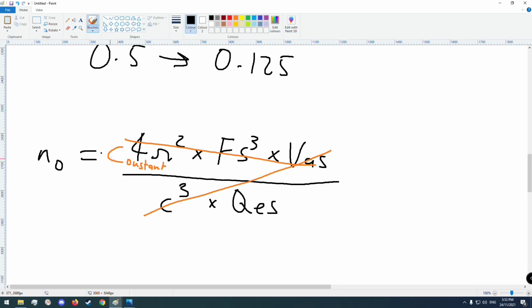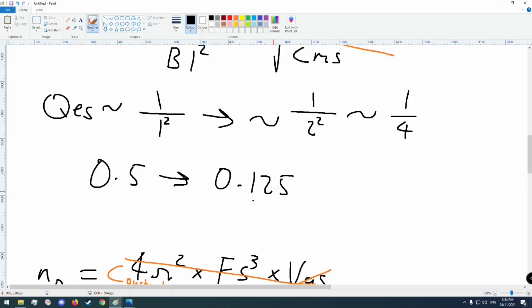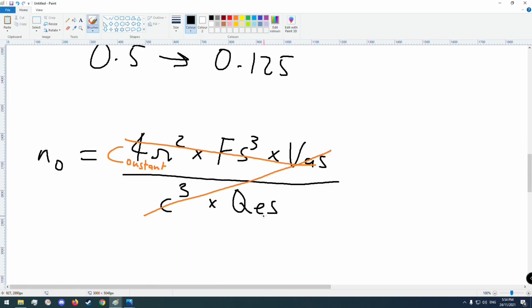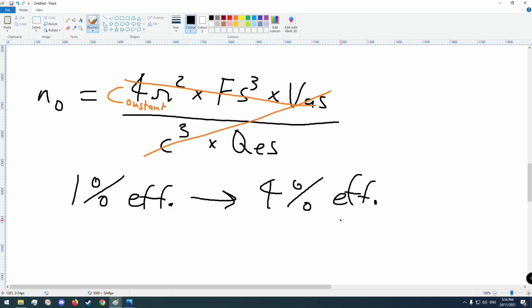But if you remember our equation up here, the efficiency is relative to basically a constant divided by QES. So if our new QES is 4 times smaller than our old QES, what actually happens is our efficiency is 4 times higher. So if our old efficiency was 1%, then our new efficiency is 4%, which might not sound very impressive, but it's basically 6 decibels for free. And yeah, 6 decibels is a lot.